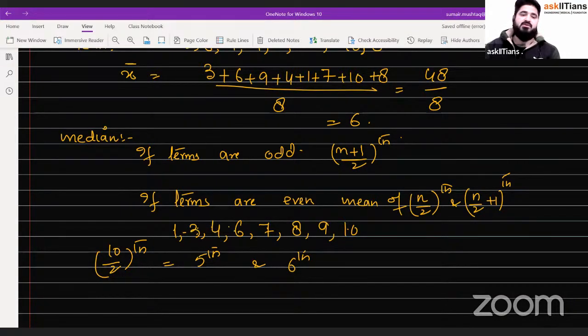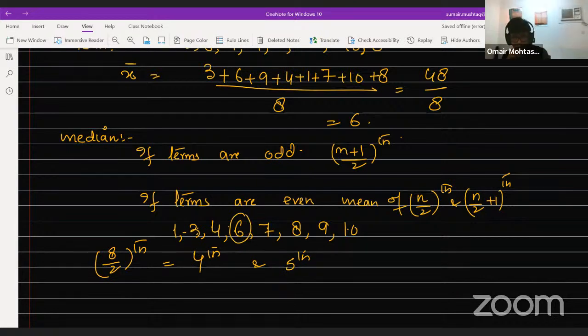Sorry, sir, there are 8 observations, so there are 8 terms. So it is the fourth term and the fifth term. What is the fourth term here? The fourth term is 6, and the fifth term is 7. So it will be the mean of these two terms.